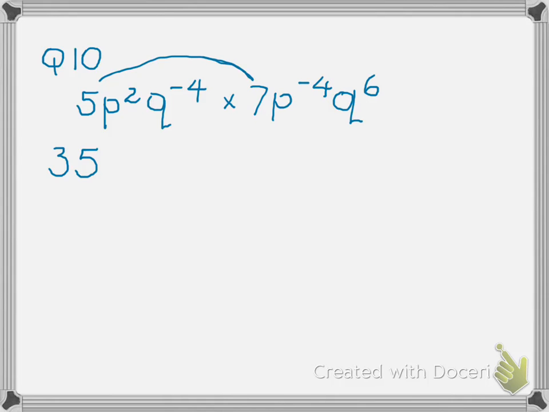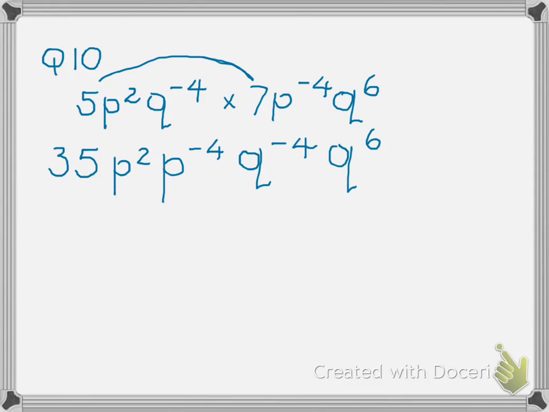And since we're multiplying, we know here that we're going to apply the product rule. The product rule is one of the laws of exponents. And the product rule applies to like bases. We have like bases right here, p squared, and then we have that p to the negative 4. So I'm going to write those together. Okay, the p squared and the p to the negative 4. Then I'm going to write the q to the negative 4 and the q to the 6th power.